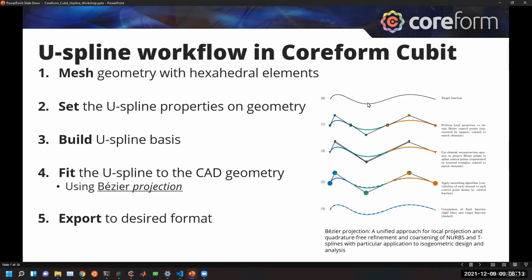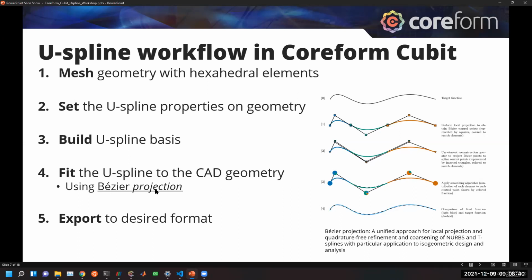An example I've shown here on the right, well, you can think of it as, imagine that this black curve is your CAD model. And then we say that we're going to use maybe a quadratic U-spline with its Bezier components. And we're going to then fit those elements as closely as possible to that input CAD model. And that process is called Bezier Projection.